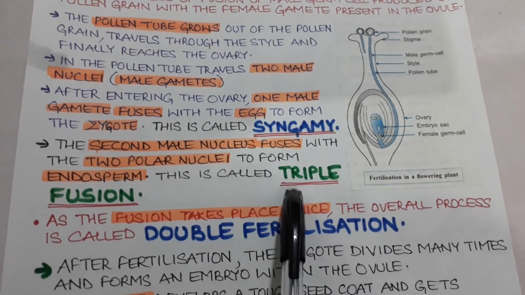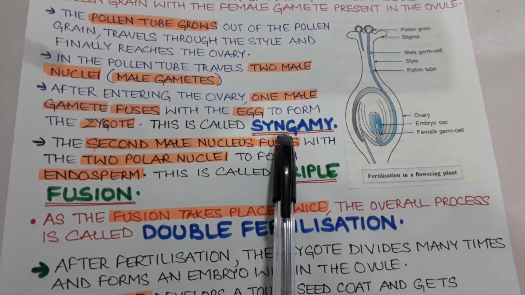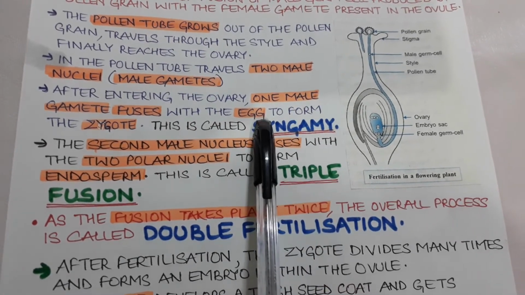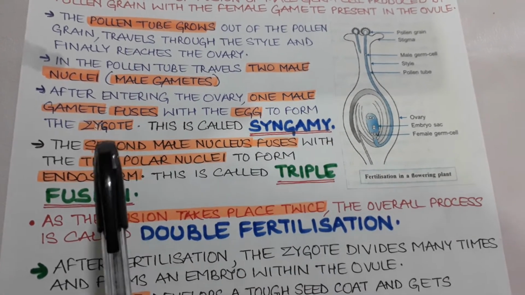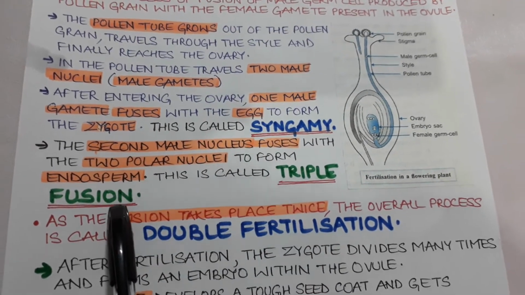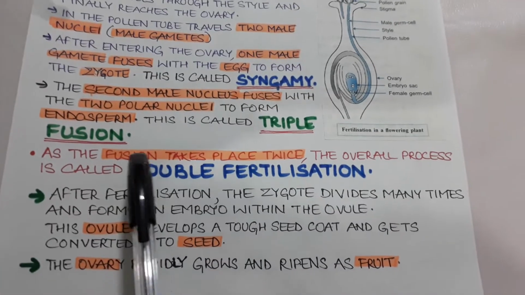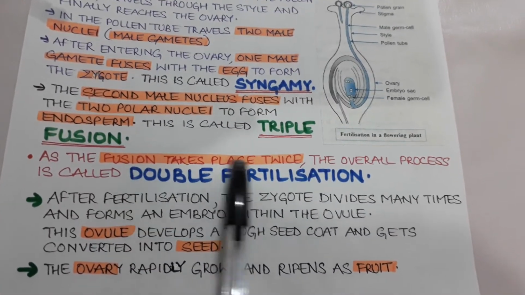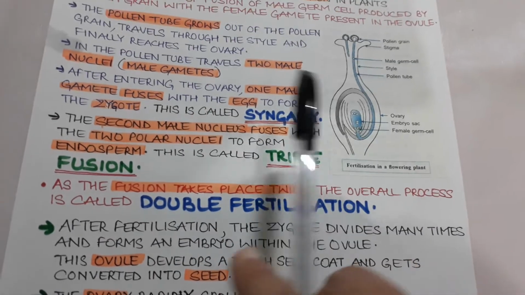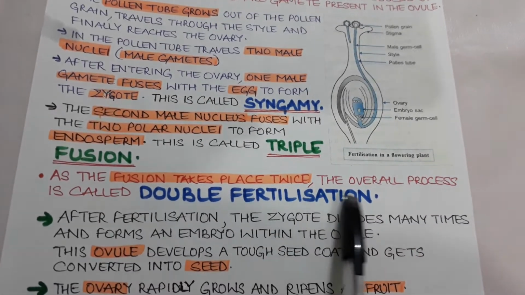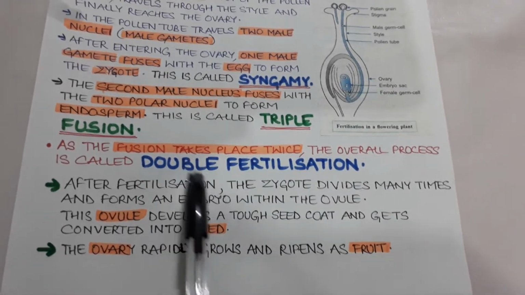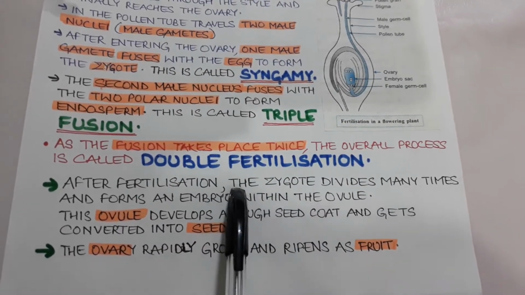Two processes have happened simultaneously. One is syngamy, the fusion of one of the male nuclei with the egg. The fusion of the second male nucleus with the two polar nuclei is called triple fusion. Now, since two fusions have taken place simultaneously, this overall process is called double fertilization.